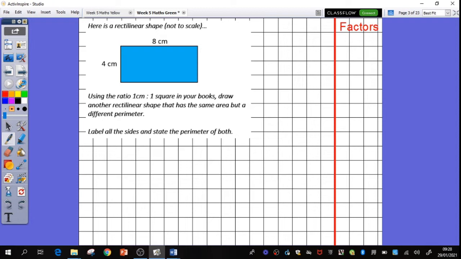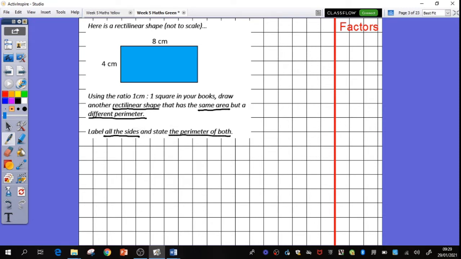So, draw another rectilinear shape. First of all, I'm going to be underlining rectilinear shape. So my shape has its sides meeting at right angles. I'm not going to be drawing a triangle or a circle here. That has the same area but a different perimeter. And it's asked me to label all the sides and state the perimeter of both.